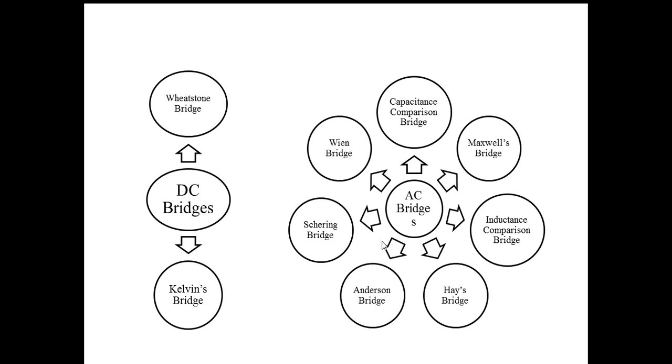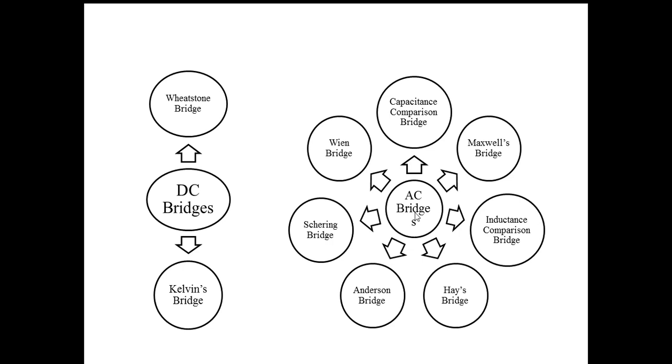Now, the AC bridges could be the capacitance comparison bridge and the inductance comparison bridge, such as Maxwell's bridge, Hay's bridge, Anderson bridge, Schering bridge, and Wien bridge. In the case of DC bridges, we are only calculating resistance because resistance is a DC component. Whereas in AC bridges, you can calculate other components. You are calculating impedance. Impedance could be a composition of resistance, inductance, and capacitance. There could be different compositions.